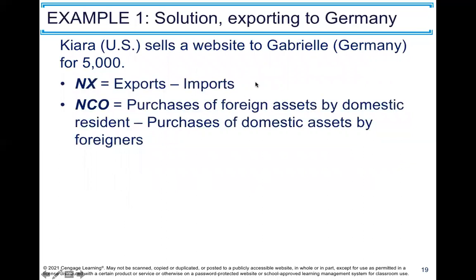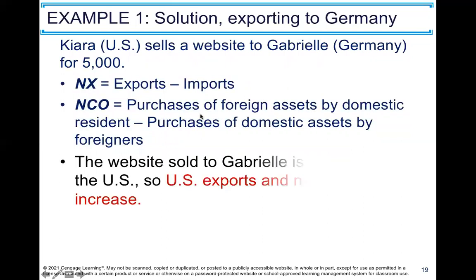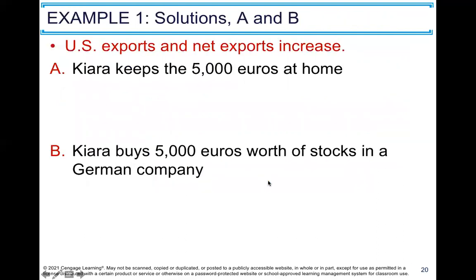If she gave us euros, that means that U.S. exports and net capital outflow both increase, right? Because we know that these two things are equal. So it's an export for the U.S. U.S. exports increase. Now, if she keeps the 5,000 euros at home, right?